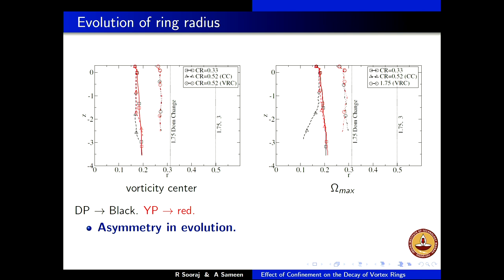Here I'm defining the vortex center with two other parameters, like the vorticity center and the omega max. Here again, the omega max value on the diagonal plane is getting reduced, which shows the asymmetry that is being formed on the vortex ring.